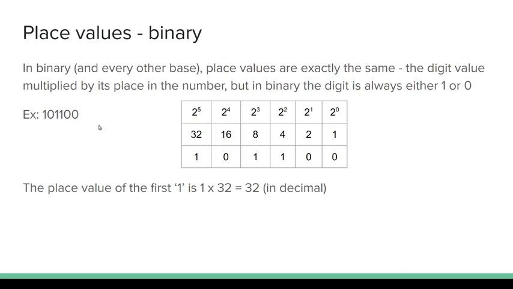And this goes on. And the way that we would calculate the place value of a digit in a binary number is the same way. So if we wanted to know the place value of this first 1 in the number 101100, we take the 1, we multiply it by its place value, which is 32. We get 1 times 32 is 32. So that is the place value of this first 1, and that value is the decimal value of that place for this binary number.